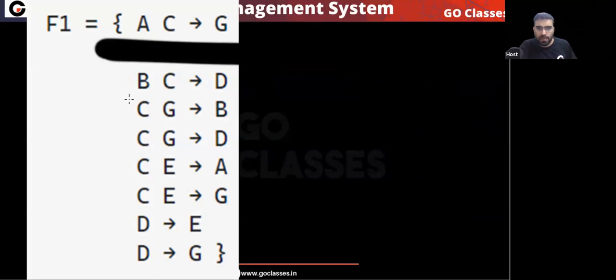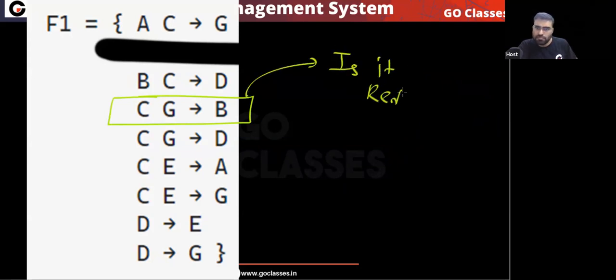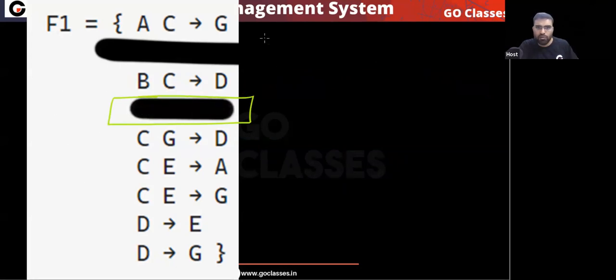What about the next one? What about this one? Is it redundant? Let me know. I want to check whether this FD is redundant or not. So what will you do? First you will remove this.